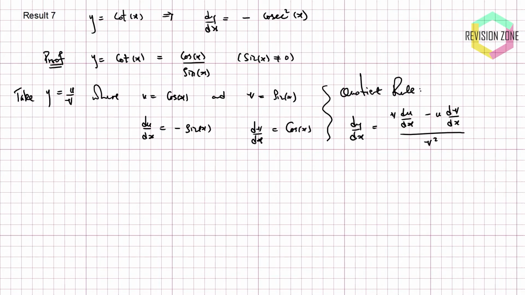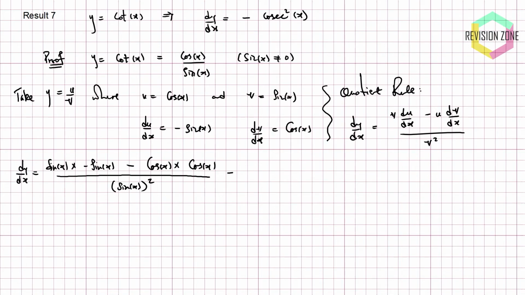I'm now just going to start to substitute things in directly. We've already seen a lot of this before. We know our v is sine, so I'm going to write down sine. And our du by dx is minus sine, so I write down times minus sine. Then we have the minus sign, and then we have u, which is cos, so I write down cos. Finally for the numerator we have dv by dx, which is also cos. And our denominator is v squared, but v is sine, so it's sine x squared.